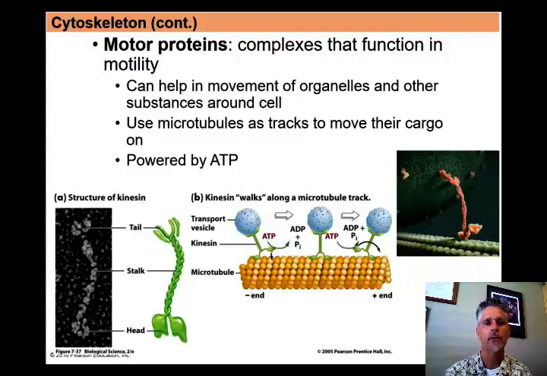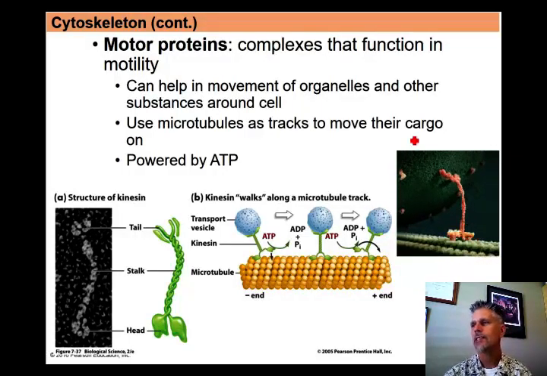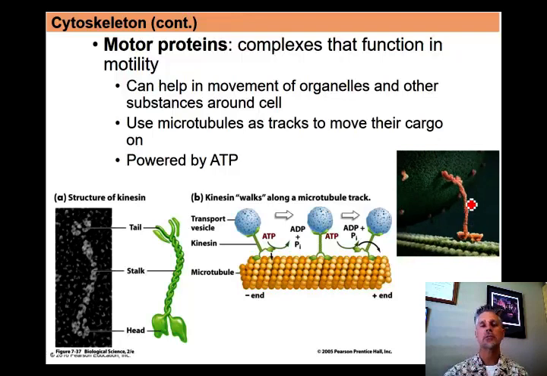Okay, other types of proteins associated with the cytoskeleton. These ones are cool. Motor proteins. So motor proteins, right? If you see over on the right-hand side here, there's a lot of cool little animations that they have online, right? How cool is that thing? Just kind of going along.